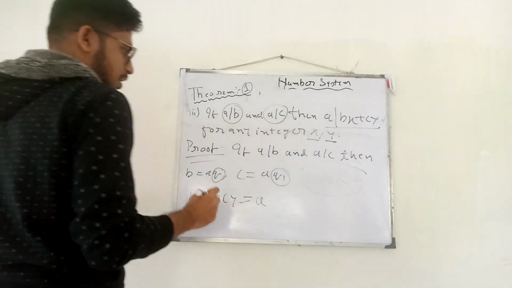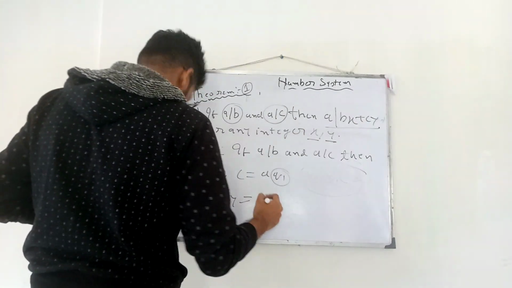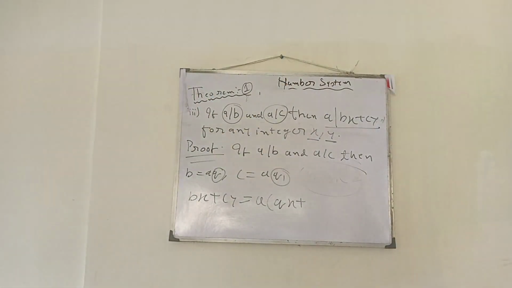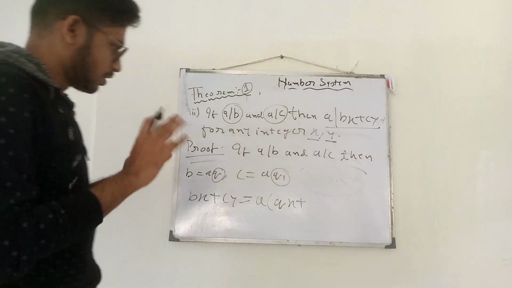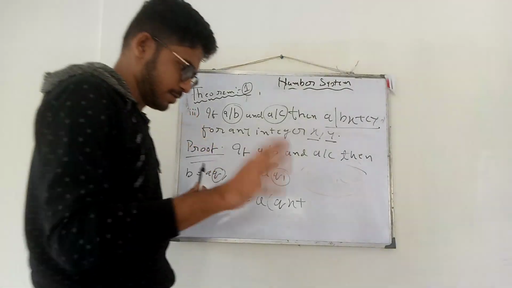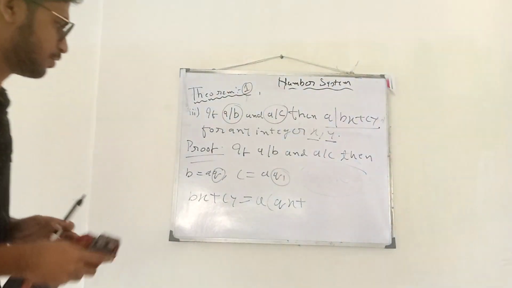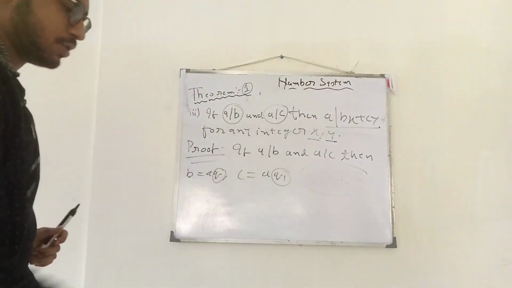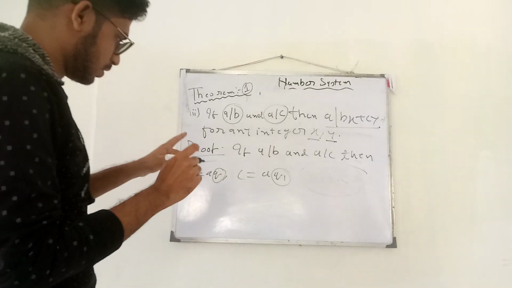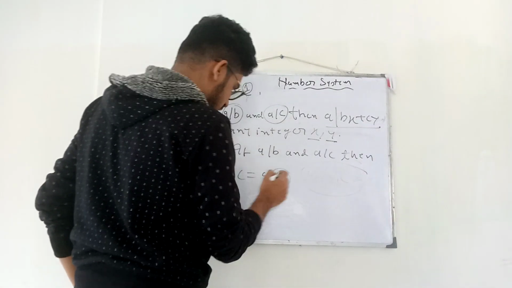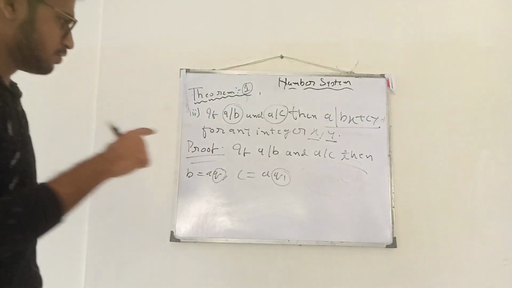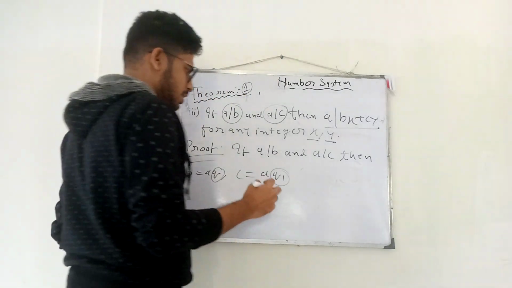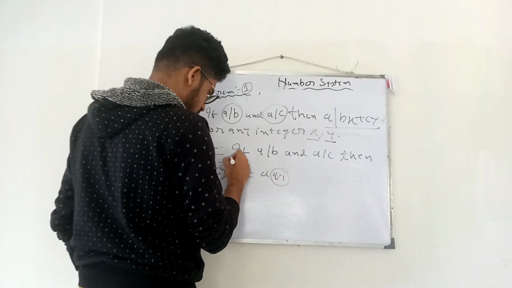a into qx. One second. We will move slowly, we don't have to hurry. Suppose b is equal to aq and c is equal to a into q1. Here q and q1 are both integers.